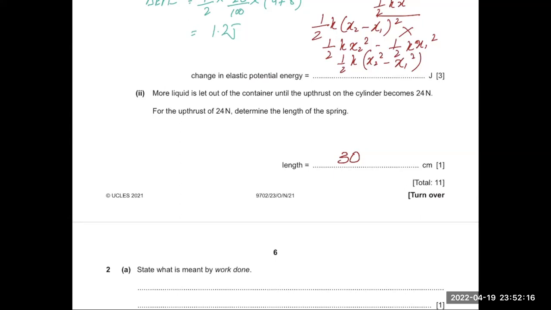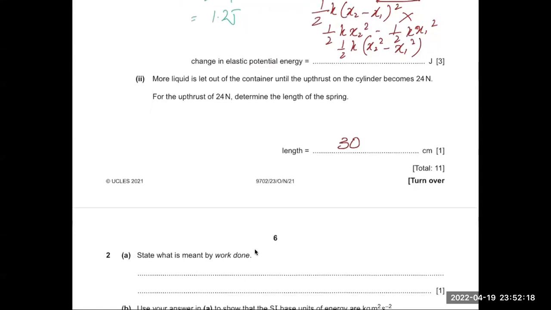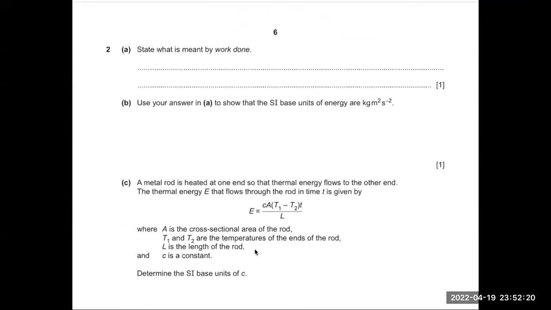Moving on, question number 2. State what is meant by work done. Work done is the product of force and displacement in the direction of that force, or the distance moved in the direction of that force.